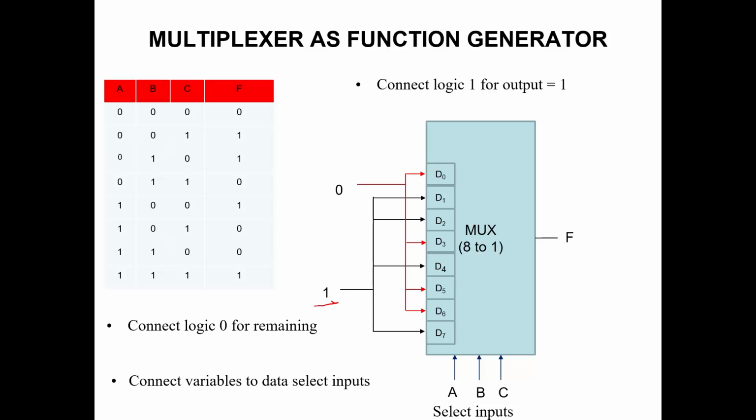If A is 0, B is 0 and C is 1, then this particular line D1 will be selected. Since this has output as 1, 1 will be transferred to the output. In this way, with the help of these selection lines, we can select the different combinations and those combinations will be available at the output.